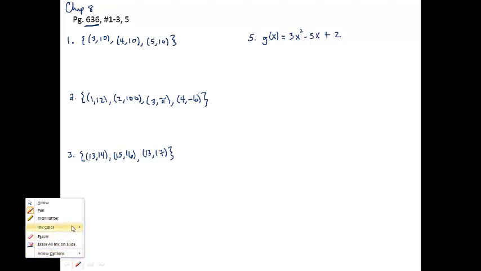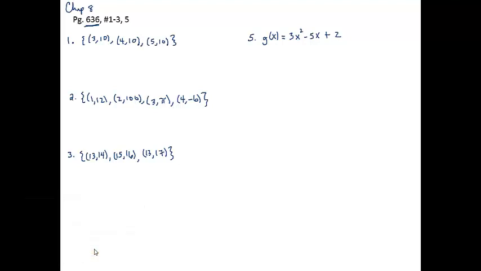So remember how I told you to remember how to determine if it's a function? Look for repeats in the x's. Okay, I'm allowed to have repeats in my y's, just not in my x's. So each x must correspond to one y. So 3 corresponds to 10, 4 corresponds to 10, and 5 corresponds to 10. Therefore, there's no repeats in my x's. Therefore, this is a function.